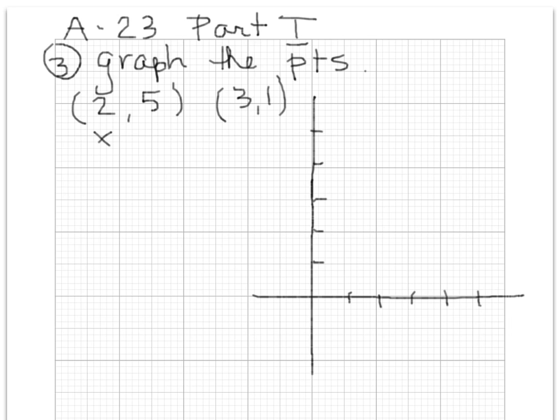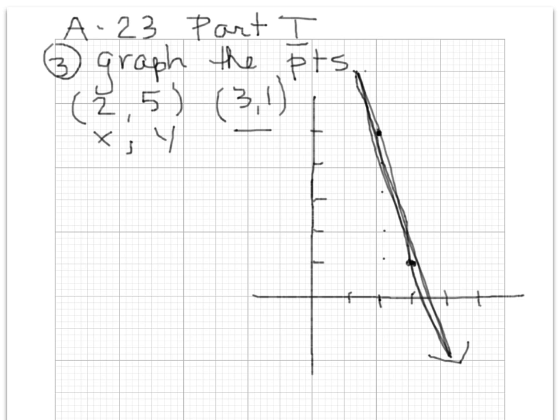So this is the x direction, that's the y direction once again. X is left, right, and y is up, down. So for x I move right 2, and then I'm going to go up 1, 2, 3, 4, 5. So right there, that's the point 2, 5. And then I'm going to do the point 3, 1. So that means 3 in the x direction and up 1. There it is. And then I'm going to go ahead and connect those dots. And that's really a bad line, but that's a line through there.